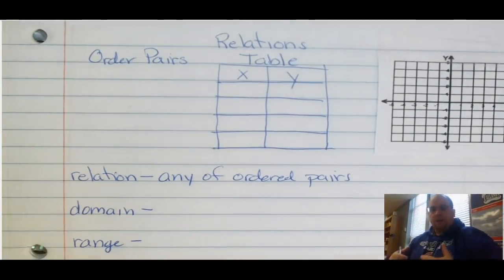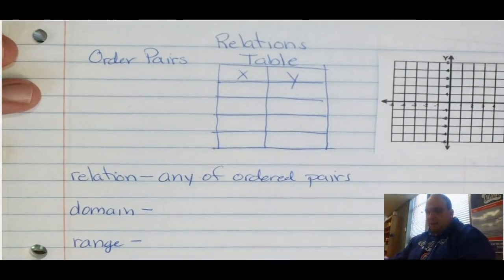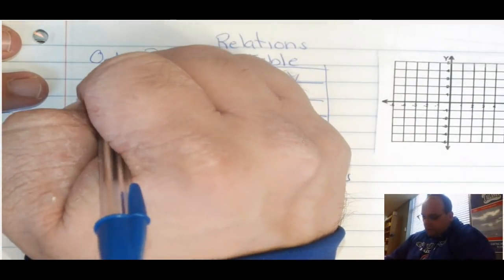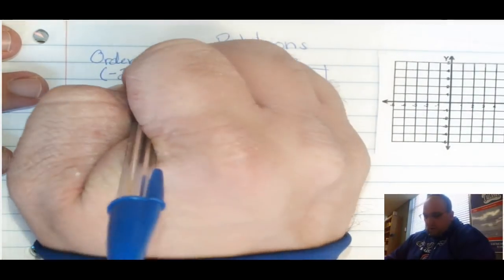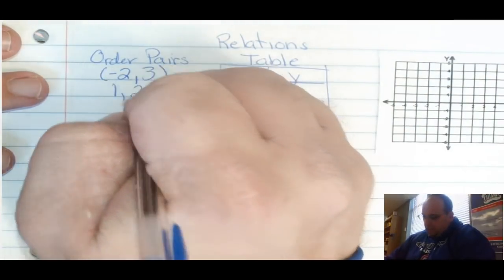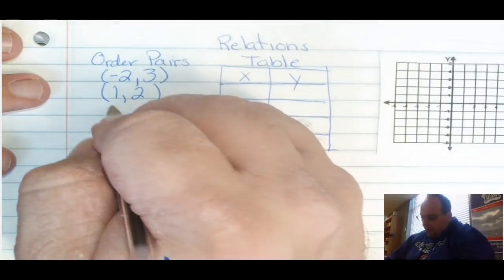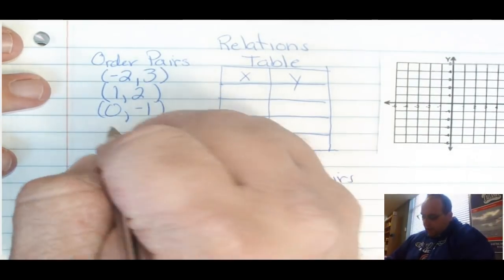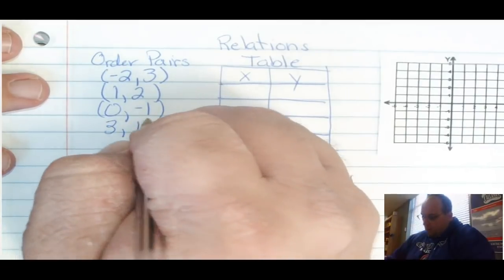An ordered pair is where you are given two coordinates, an x coordinate and a y coordinate, and you have to find that location, typically on a table or on a graph, okay? So ordered pairs. So we're going to start with our first relation here. We're going to have -2, 3, which is just an ordered pair. We're going to have 1, 2. We're going to have 0, -1. And then we're going to have 3 and 1.